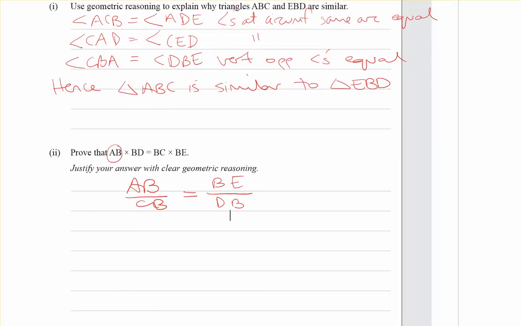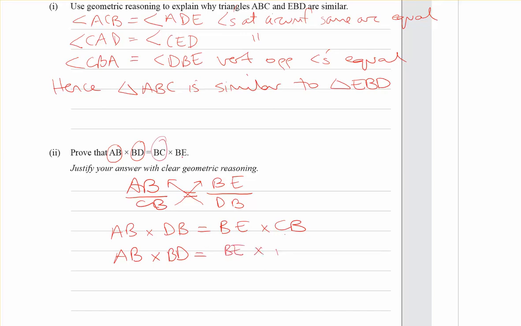And what we should do next is solve the equation, a little bit of cross multiplying. So I get AB times DB equals BE times CB. Now just to check we've got exactly what they wanted, BD and DB of course is the same side. I've got BE and CB is the same as BC, so we've proved it.